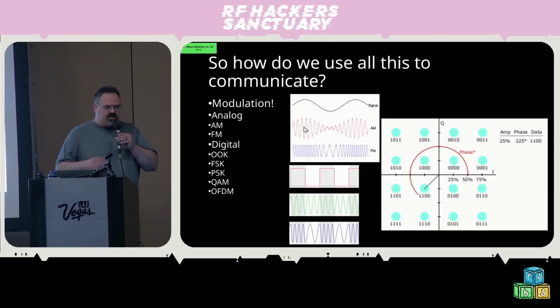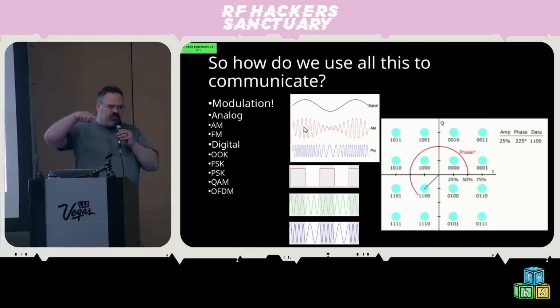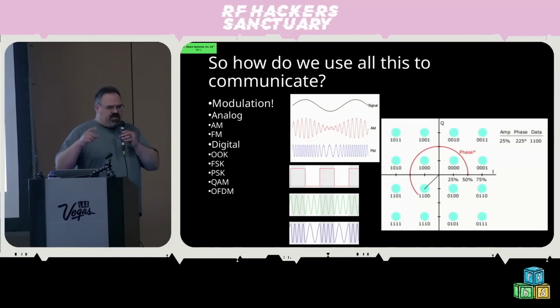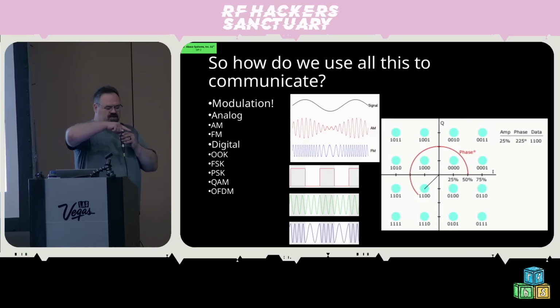So if somebody is whispering, then it's going to wiggle very, very little. If somebody's shouting, it's going to wiggle a whole lot, in terms of the amount of power output. And the frequency at which the amplitude changes is going to be related to the frequency of the sound that you put into it.